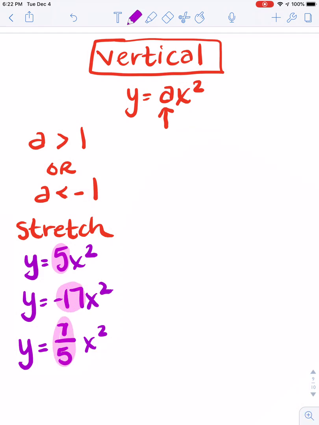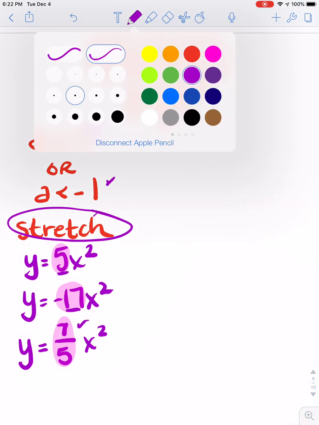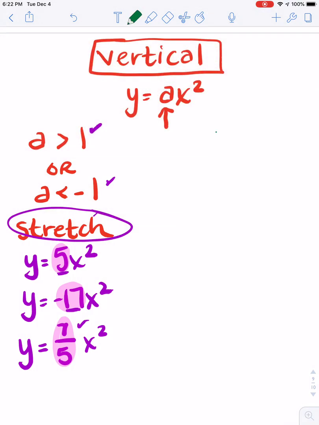to determine that. Now, honestly, 5 fits into this. It's bigger than 1. -17 means that A is smaller than -1. 7 over 5 here, if I were to take that and make it a decimal, it would be 1 point something. And so when I do that again, that would fit here. So this is stretch.